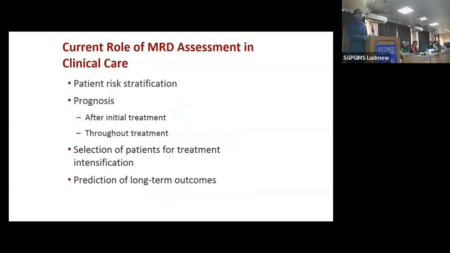So the current role of MRD assessment in clinical care comprises, first, patient risk stratification. I would say that, independent of molecular risk factors, if I am asked as a clinician what single most important factor I will take into consideration while risk stratifying a patient of ALL or AML, I would say it's MRD, because that gives two pieces of information. One is definitely that the disease is resistant, and the second is the resistant nature of the disease. So you have given chemotherapy for around a month, and the patient is still MRD positive.